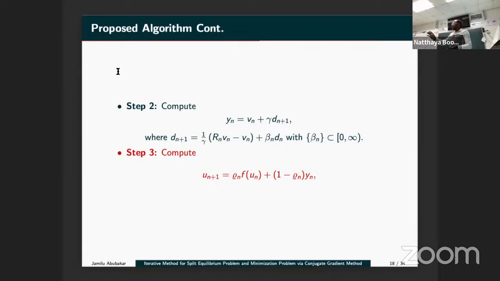The reason why I cannot use the known betas, for instance, the FR will not even work here, because the limit of the beta doesn't necessarily need to be 0 for the FR, but here it needs to be 0 by our assumption, so it cannot work. That's why I say the best way to call this is a conjugate-like direction, and that's what we call it.